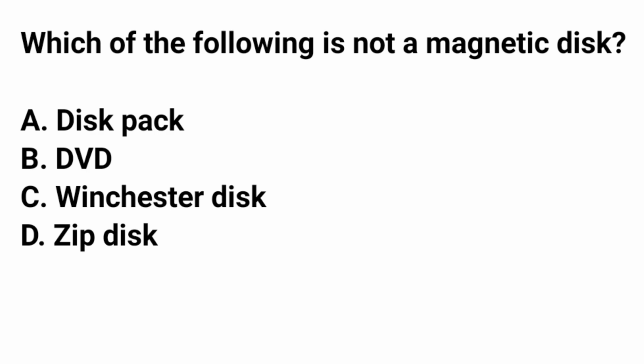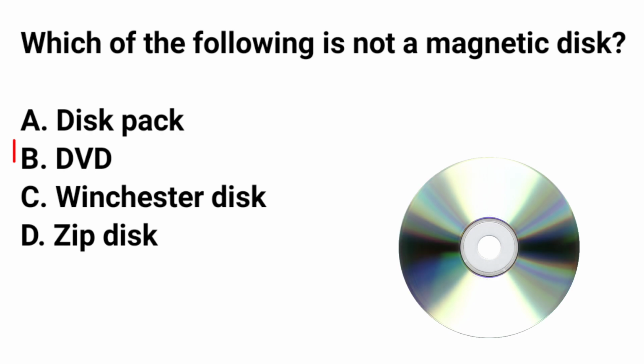Which of the following is not a magnetic disk? A. Disk pack. B. DVD. C. Winchester disk. D. Zip disk. Correct answer is B. DVD.